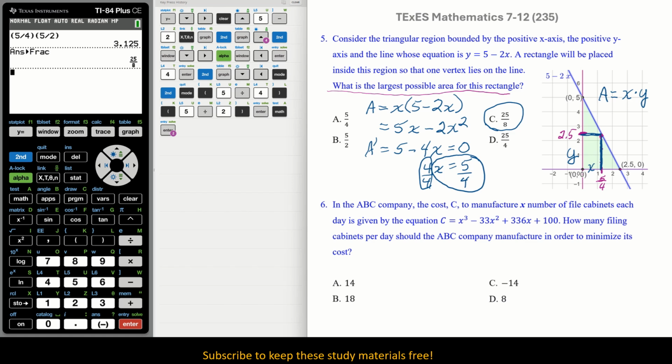That's our maximum area that we could put inside that with a rectangle. Now, other shapes would be different, but for this shape of a rectangle, that's the best that we can do. Okay, let's go to number 6.